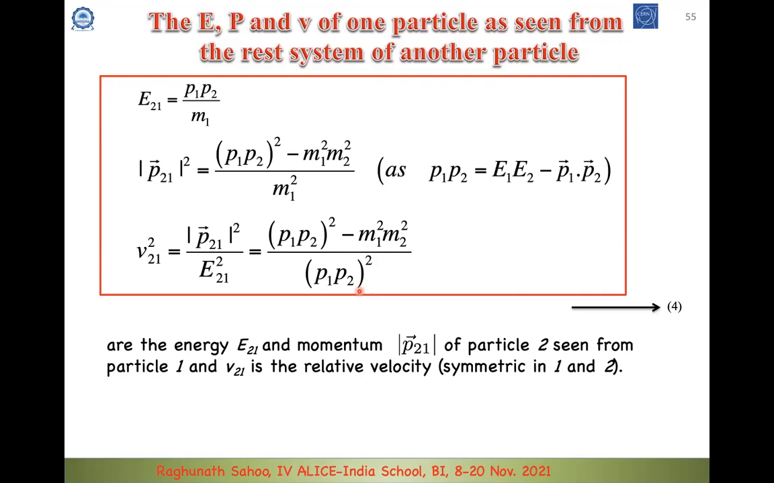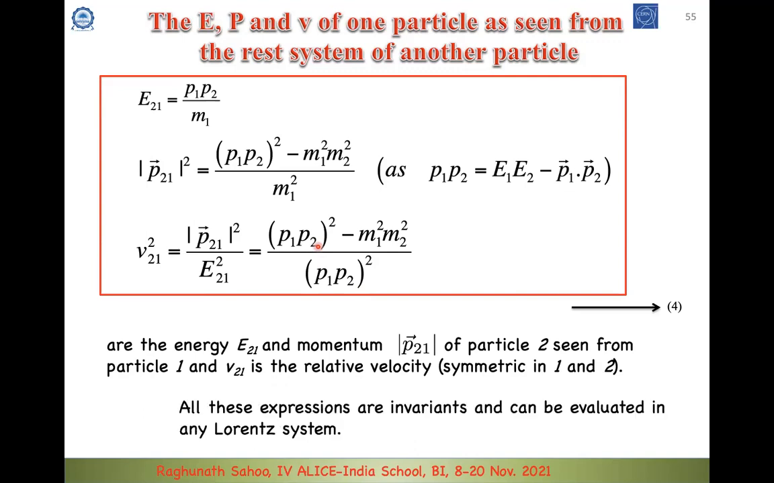The other guy's velocity with respect to me does matter, and mathematically that is reflected in the symmetric nature; if you change 1 to 2, it does matter, as you can see here. I can make 2 into 1. This is also a mathematical consistency which comes in a natural way. So all these expressions are now invariants and can be evaluated in any Lorentz system. Once I express energy, momentum, and velocity all in invariant form, I am independent of any Lorentz system. Whether I am in the laboratory frame or the center of mass frame, it doesn't matter.